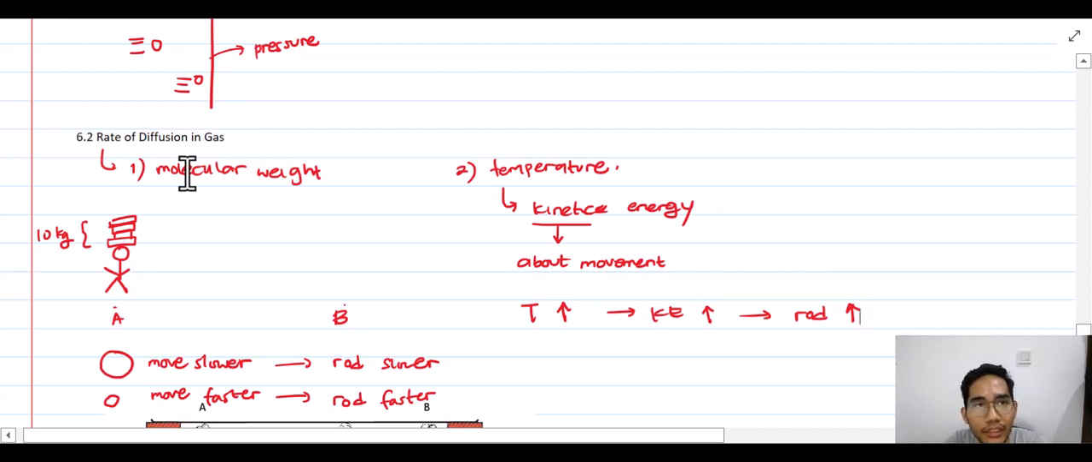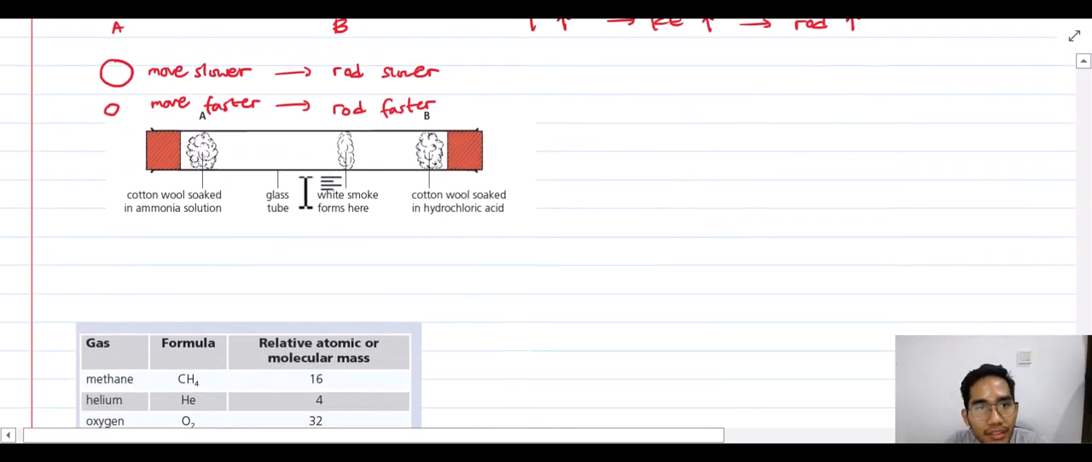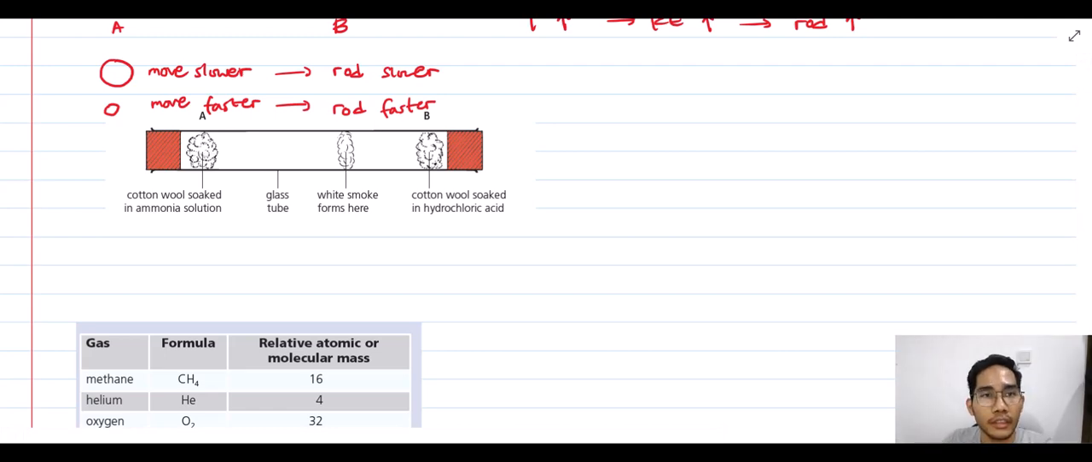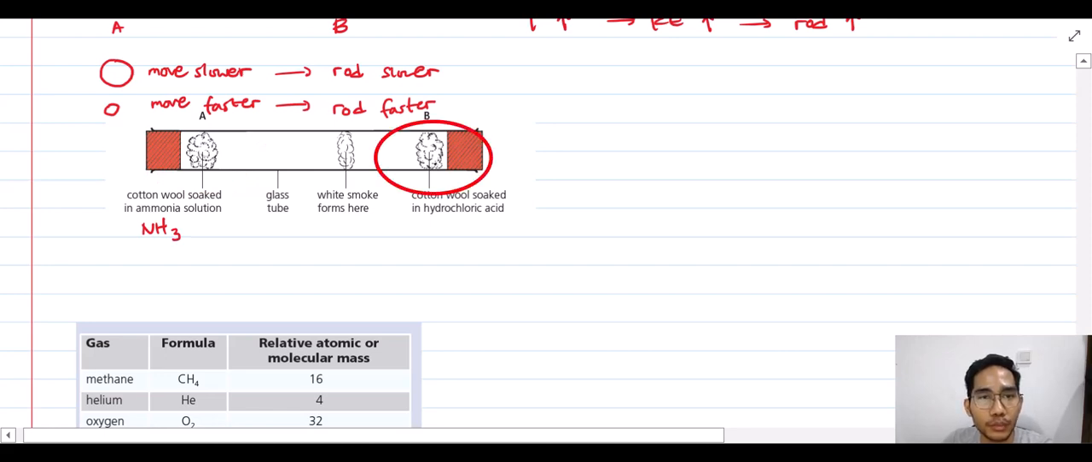It's actually not only in gas; it also happens in liquid. Now, this is the famous example of how molecular weight affects the rate of diffusion. In this tube, there are two pieces of cotton wool. The cotton wool is the same, but this one is soaked in ammonia solution. Ammonia is NH3, right? And this other cotton wool is soaked in hydrochloric acid, or HCl.